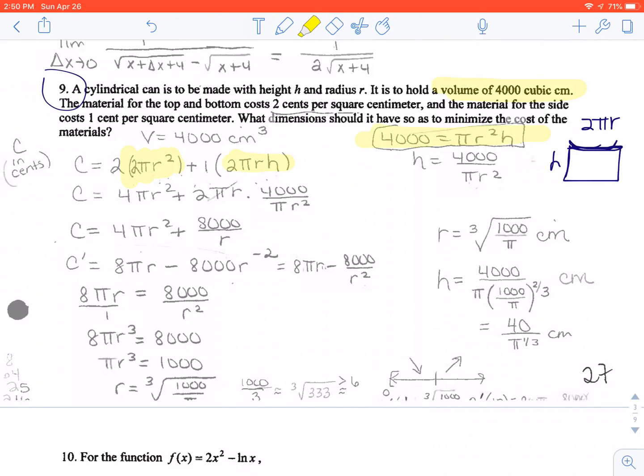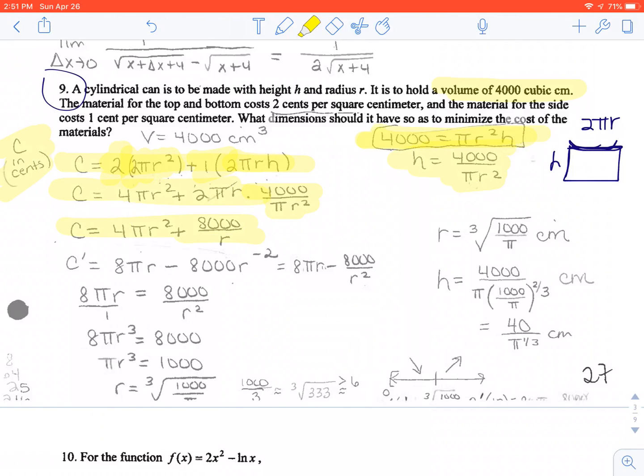But what they tell us is that the material for the top and bottom is 2 cents. I'm going to let the cost be in cents. And then the material for the side is 1 cent per square centimeter. So I am coming up with my cost formula. Now looking at that, there are too many variables. So I'm going to go back to pi r squared h is 4,000, solve it for h, and then plug in for h 4,000 over pi r squared, so that we can get a cost equation all in terms of the radius.